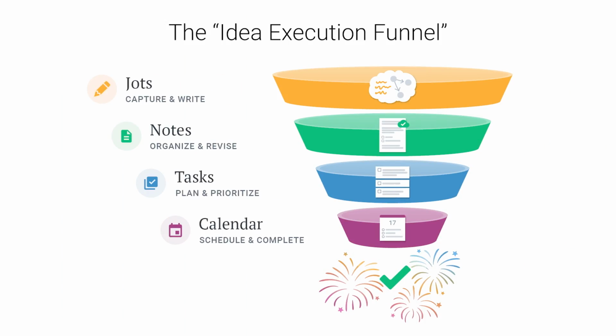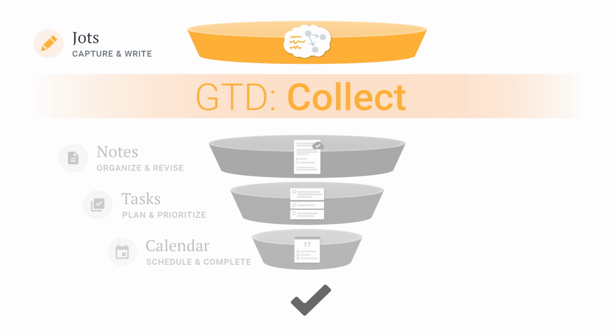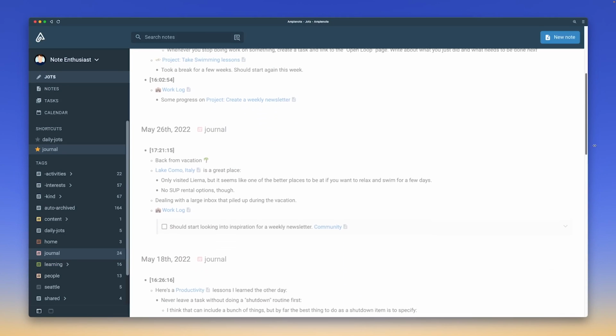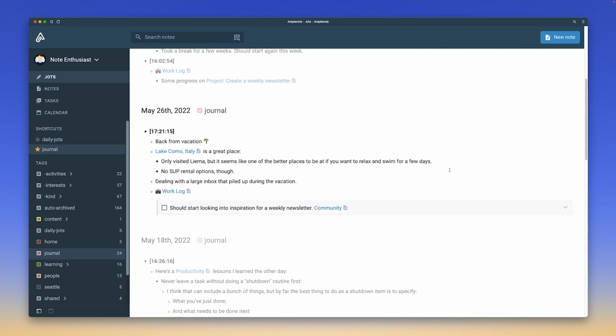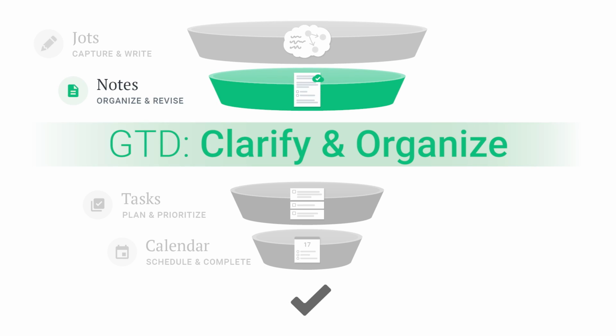The phases of GTD are beautifully echoed in Amplenote's idea execution funnel. For example, JOTS. That's the place in Amplenote that you can collect all of your ideas, your tasks, and projects. And that capture is essential for a usable GTD system. And then on your notes pages, you can clarify and organize. It helps you make sense of your ideas as you revisit them.